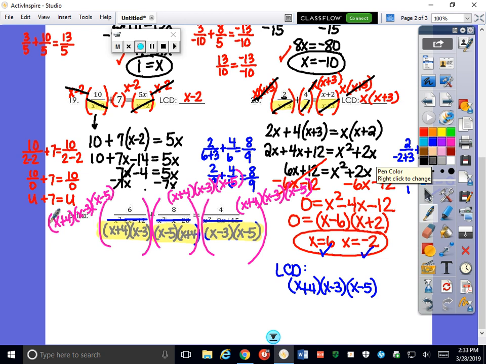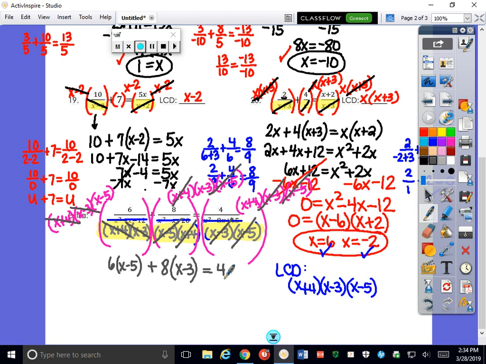Well, if you notice, this is going to cancel with this, and this is going to cancel with this, and it's going to leave me with 6 times x minus 5. Plus, when I look at the second one, this is going to cancel with this is going to cancel with this, and it's going to leave me with 8 times x minus 3. And then for my last one, my x minus 3s are going to cancel, and my x minus 5 is going to cancel, and it's going to leave me with 4 times x plus 4. So not as hard as it looked like it was going to be.